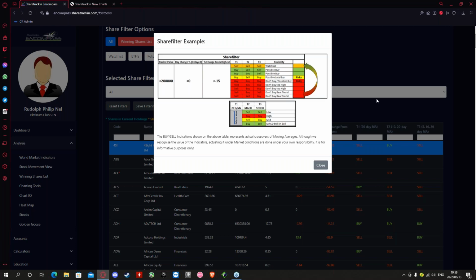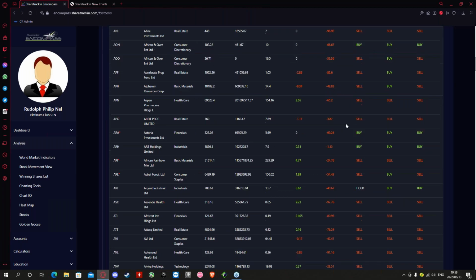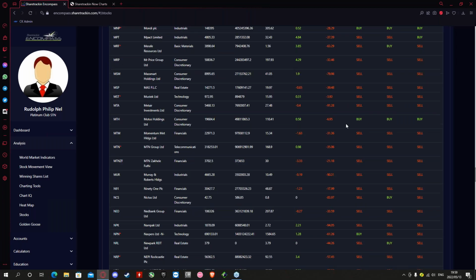So what you would want to do is first go and filter out, because you've got a long list of shares to go through if you don't have any filtering.